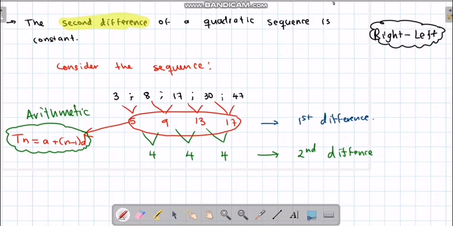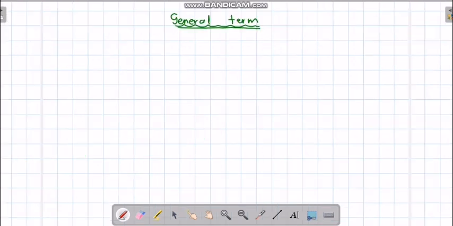You have to remember your standard form: ax squared plus bx plus c. Now we'll replace our x with n. So the general term of a quadratic sequence says Tn equals an squared plus bn plus c. Now you'll ask yourself, how do I get the value of a, the value of b, and the value of c? Let me pause the video and do something.